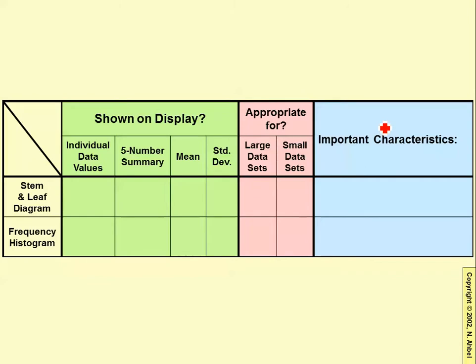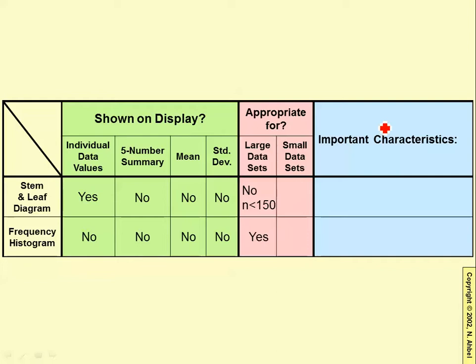So the individual data values on a stem and leaf diagram are shown, but not on a histogram. The 5-number summary, mean, and standard deviation are not shown on any of them. The stem and leaf diagram is not really good for large data sets. You'd probably want n to be less than 150.